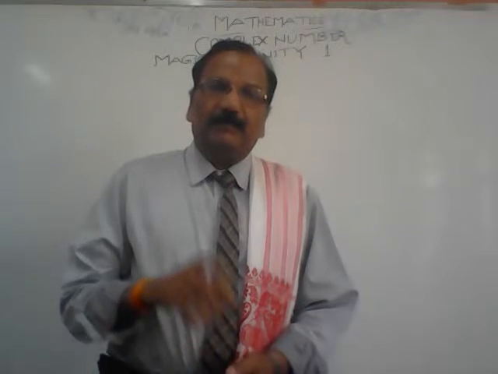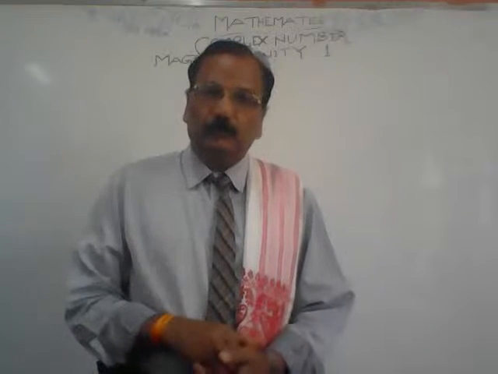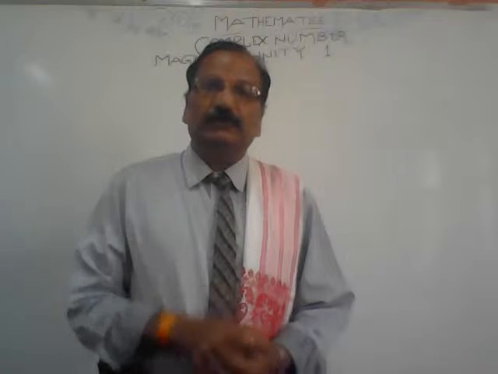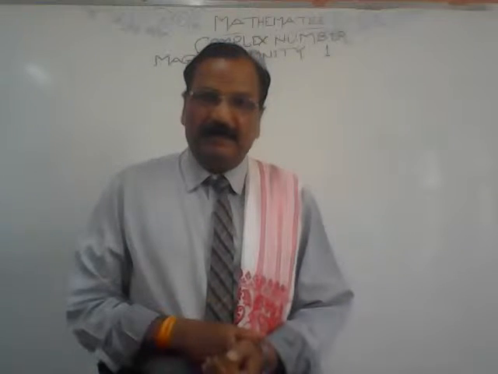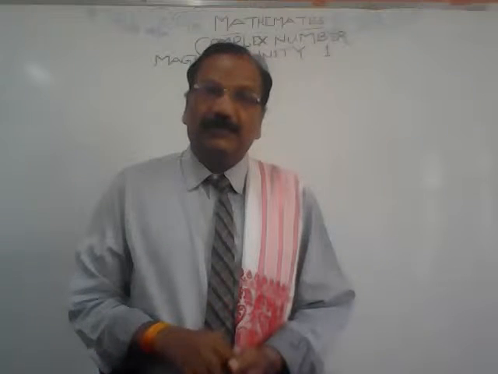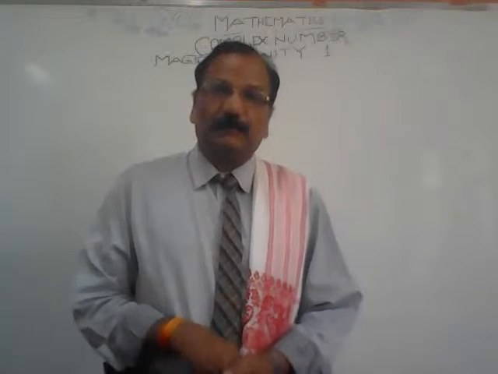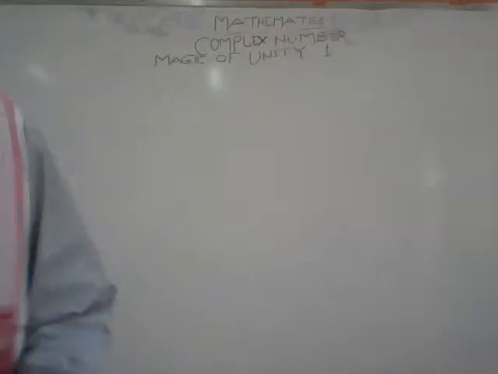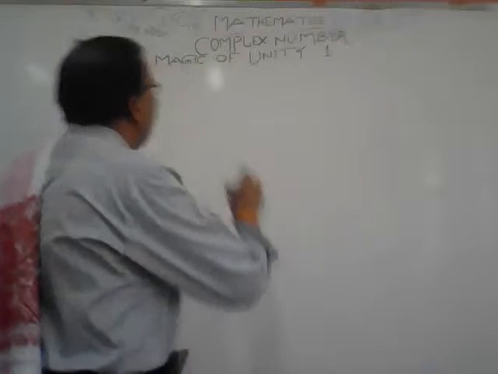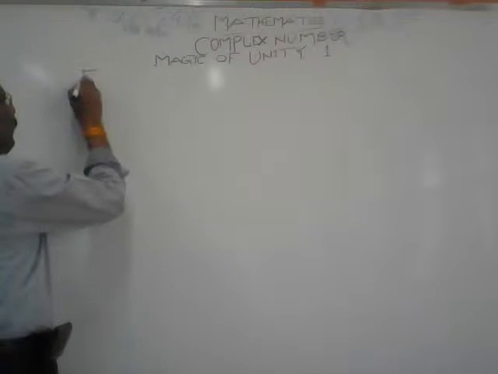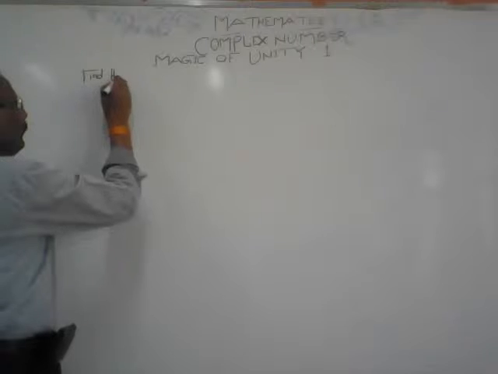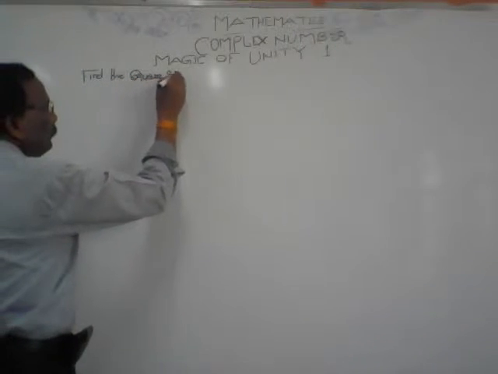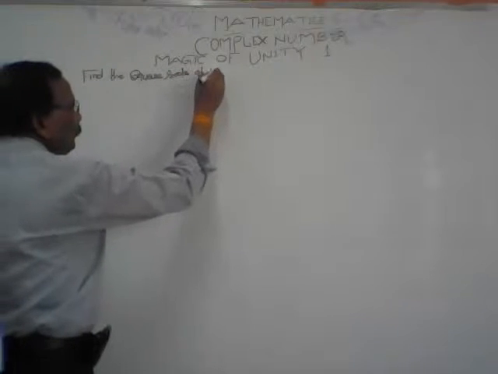Omega should be used. Omega is a symbol whose meaning should be understood when we shall read the magic of omega. Also the iota, the imaginary number, will come from the magic of unity. Let us see. First thing we are taking here, find the square root of unity.